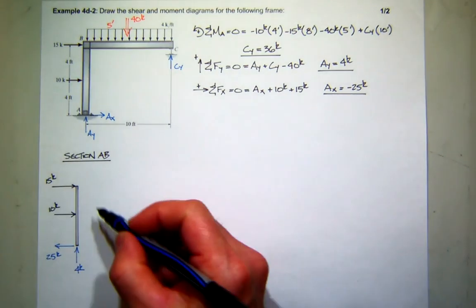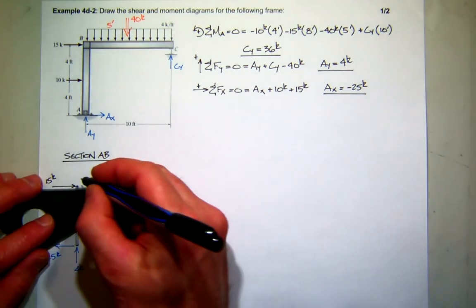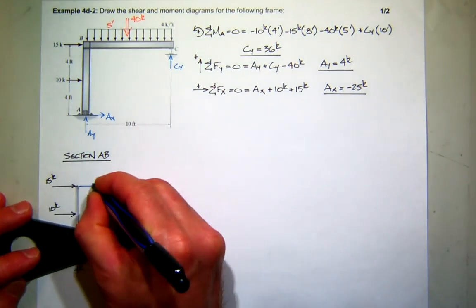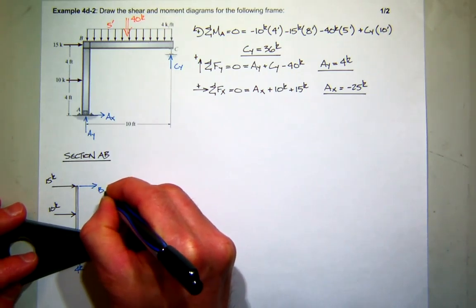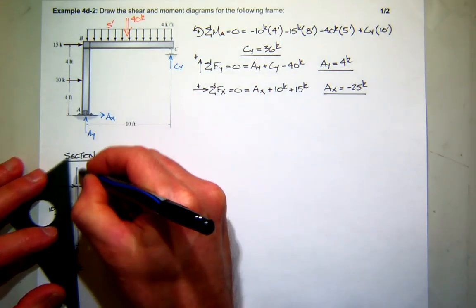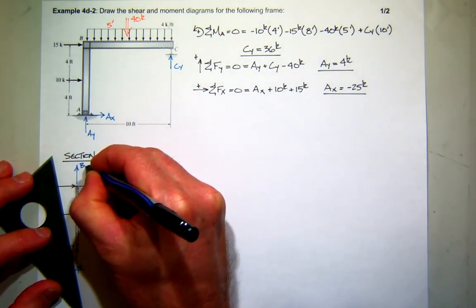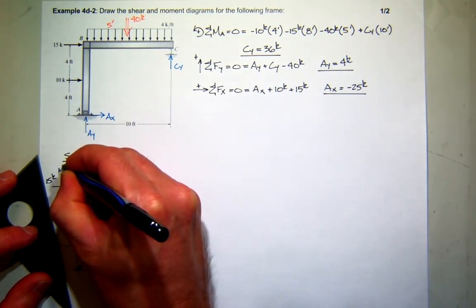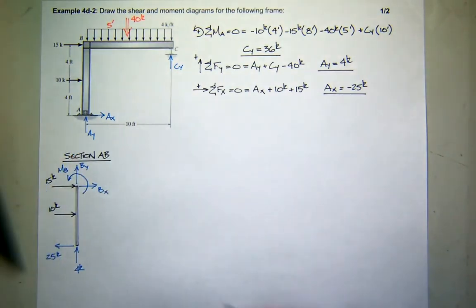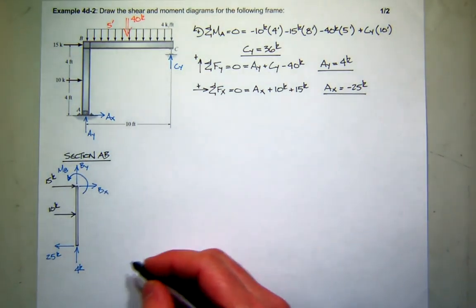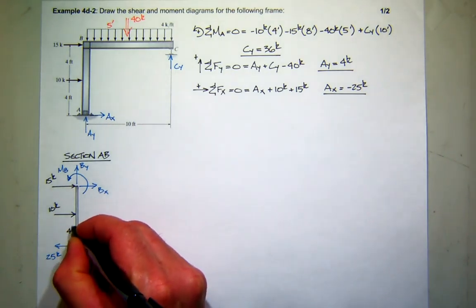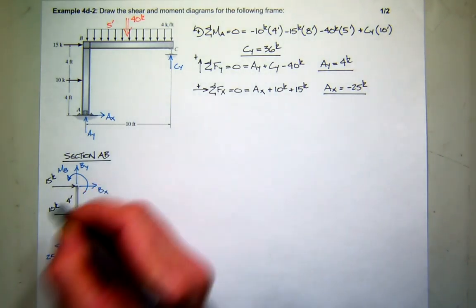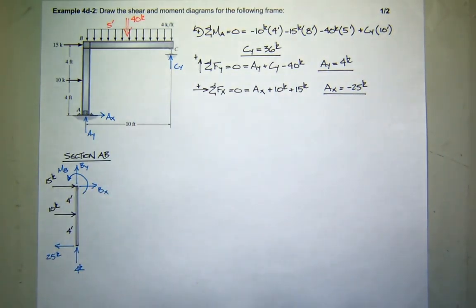Now, at B, where I pulled it apart, I'm going to assume that BX is to the right, BY is up, and there's my moment at B. Okay? I guess the only thing I should add maybe is the distances here. It wouldn't matter if you switched the side.